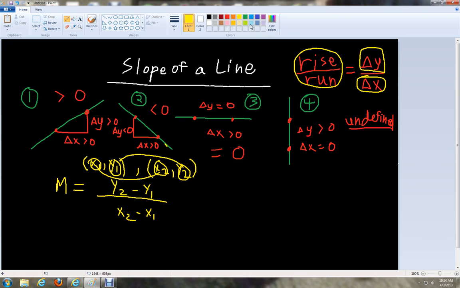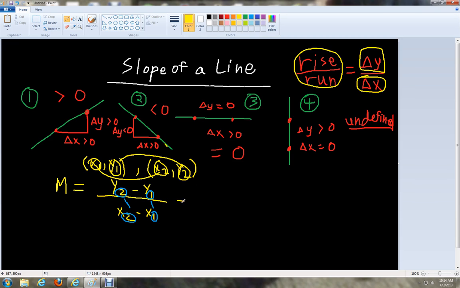And another thing to notice here that's important is the subscripts. Notice how the y2 and the x2 are lined up together, and then you have y1 and x1 lined up together. So make sure that the subscripts are consistent, that they line up.